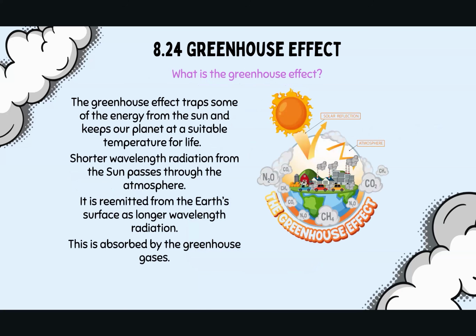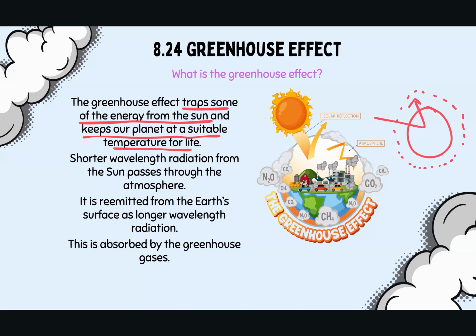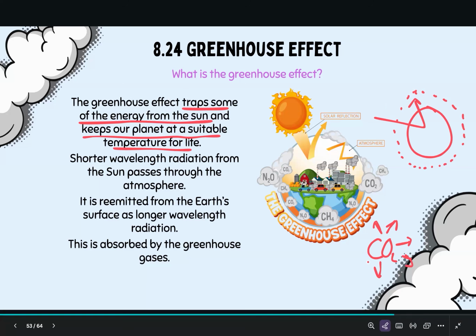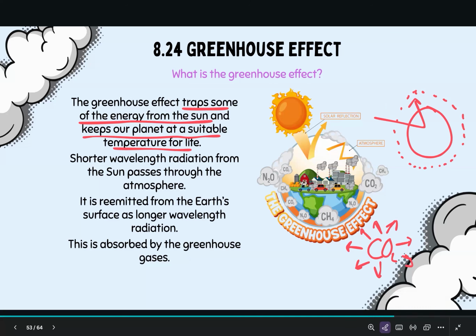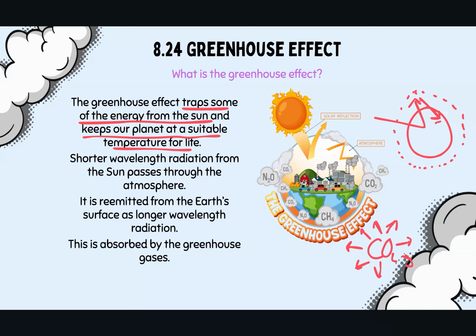Okay, now what is the greenhouse effect? The greenhouse effect traps some of the energy from the sun and keeps our planet at a suitable temperature for life. So it's actually a process that we require. If this is the Earth, when the sun's energy hits the surface and comes back out, it's absorbed by this carbon dioxide layer. And when that carbon dioxide absorbs the energy, it then emits it out in every single direction. So some of it then goes back towards the surface.